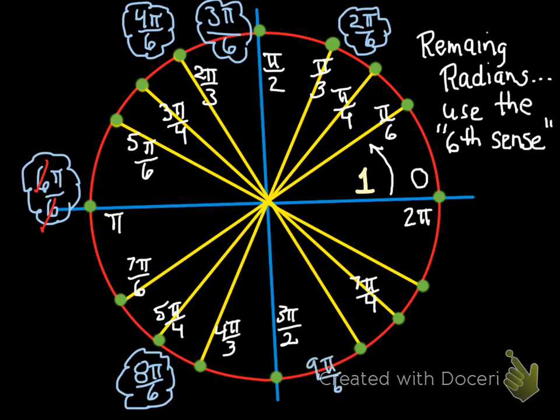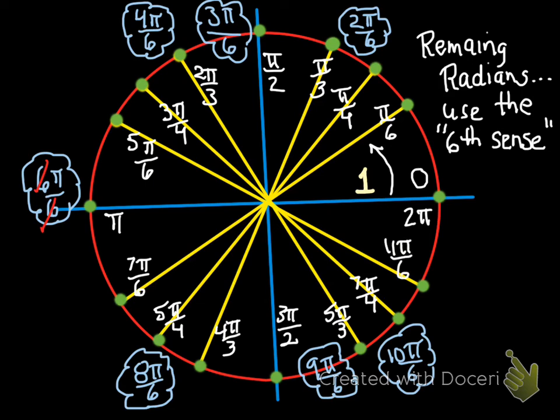Remember, you've got 9 pi over 6, which when you reduce it will be 3 pi over 2. That already exists. Let's see, 8 pi over 6, 9 pi over 6. Here comes 10 pi over 6. Cut them both in half. 5 pi over 3. This is making sense to people. And the last one we have is 11 pi over 6, followed by, of course, 12 pi over 6.